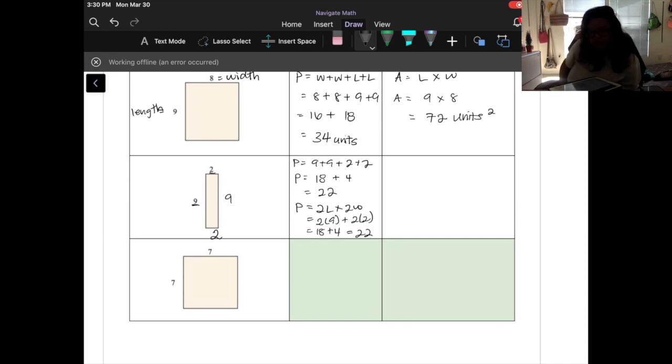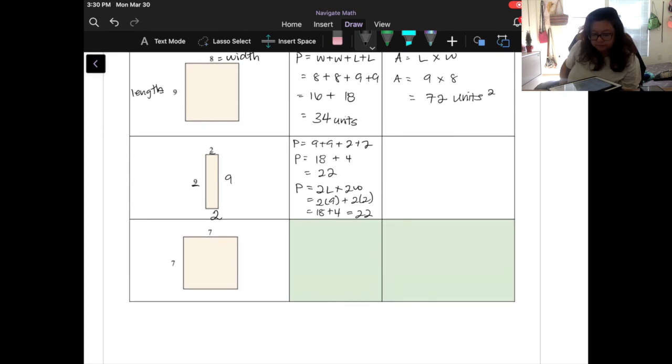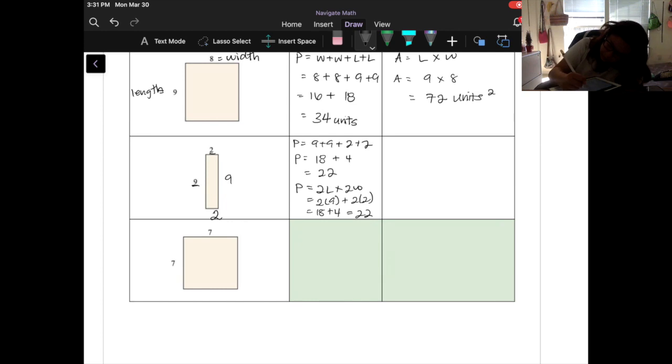Okay. When you're doing this in your Google Doc, you don't have to fill out row 1 and row 2. You only have to fill out rows 3, 4, and 5. You also do not have to write out all your steps. I just want the answers. Okay. Next, I want to find the area.